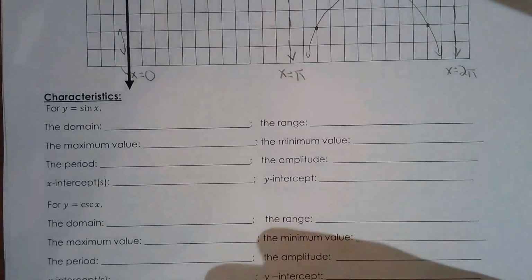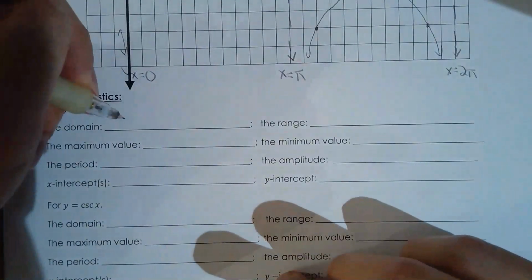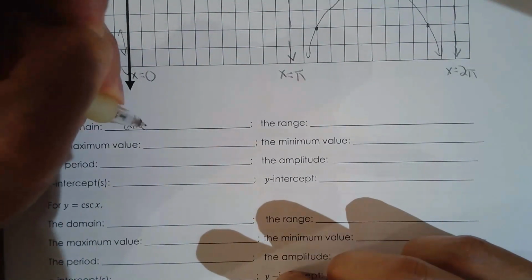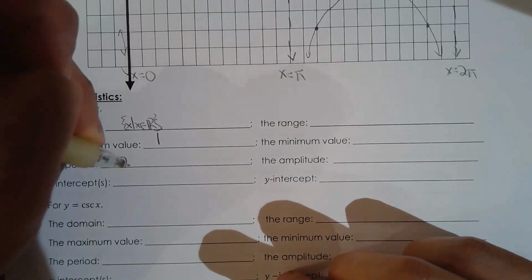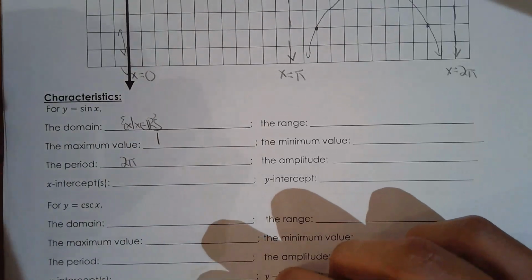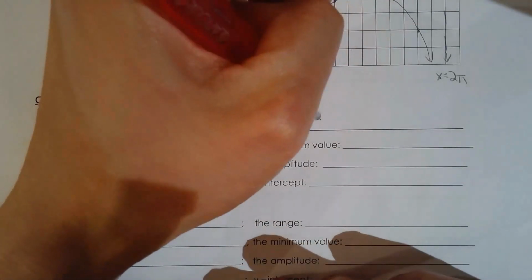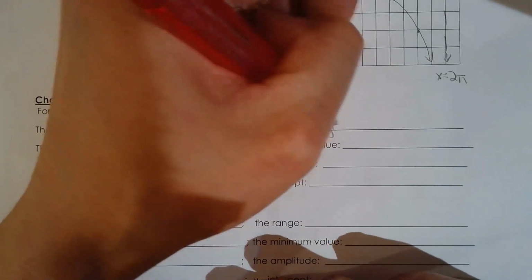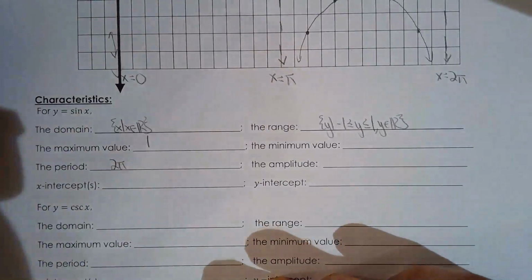So, the domain of sine, that was not a very pretty bracket. So all real numbers. Maximum value is 1, period is 2 pi. Last year you would have said 360 degrees. X-intercepts, I'm going to save that to the very end. Range, -1 to 1. The minimum value is -1.